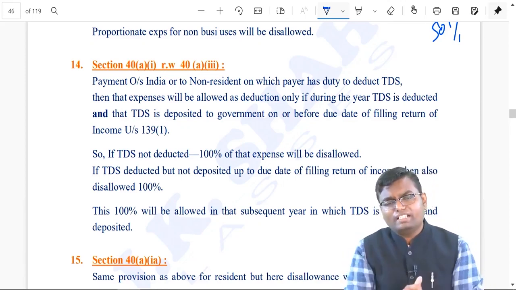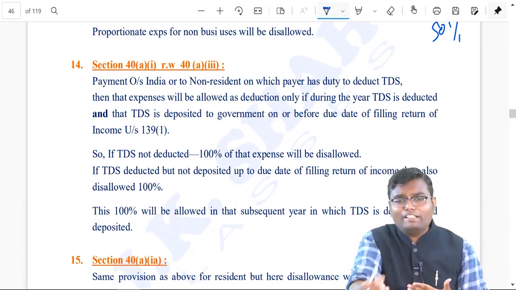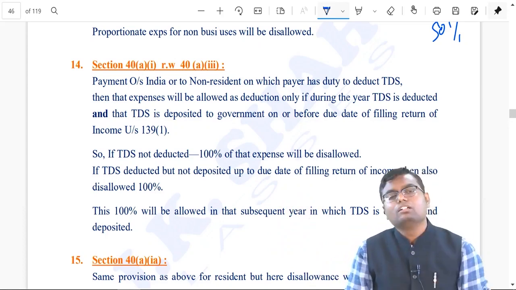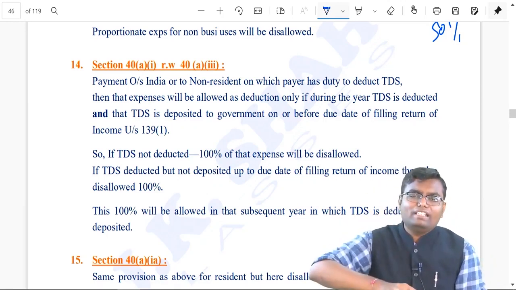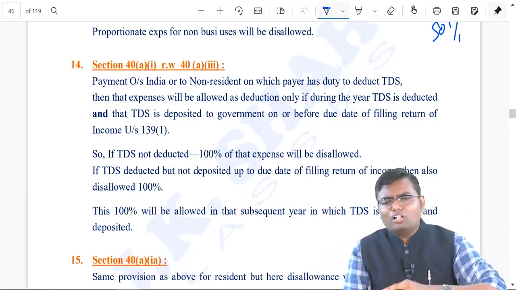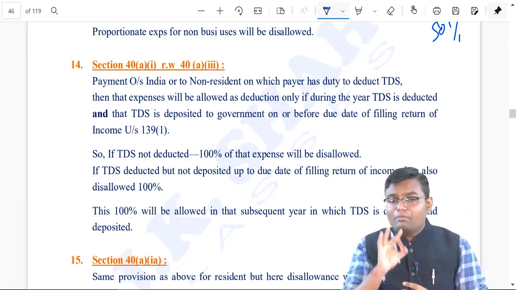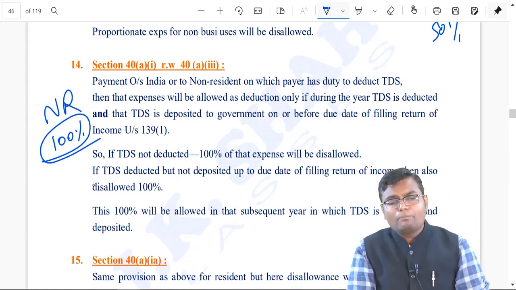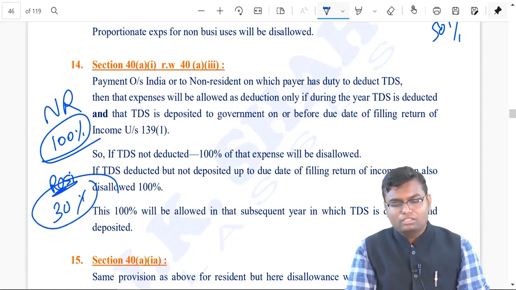If you don't deduct TDS, or after deducting the TDS, you did not deposit to the government up to the due date of filing return of income, it is your crime, and for that you will be punished. So if you don't deduct TDS on the amount on which you were supposed to deduct, or after deducting the TDS you did not deposit the same to the government up to the filing return due date, then if the amount is paid to a non-resident, 100% of that expense will be disallowed. And if that amount was paid to a resident payee, 30% will be disallowed.